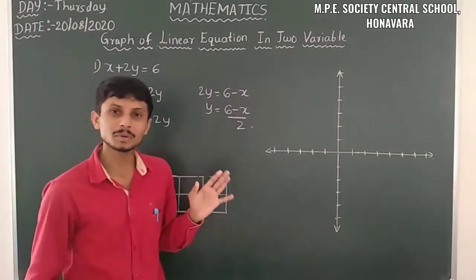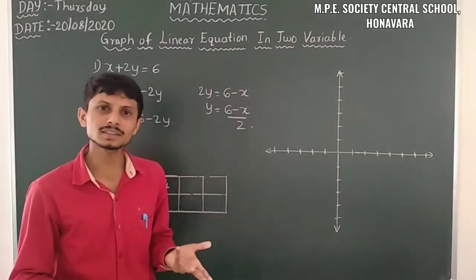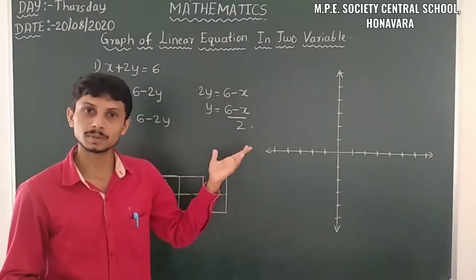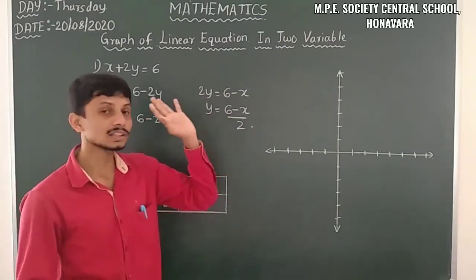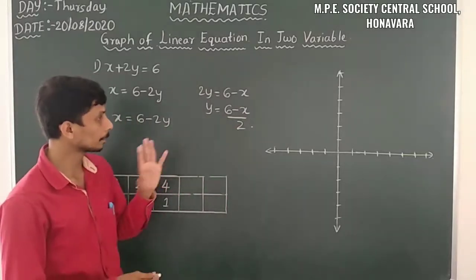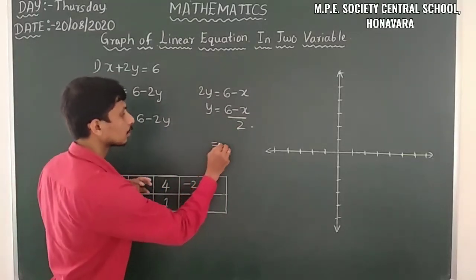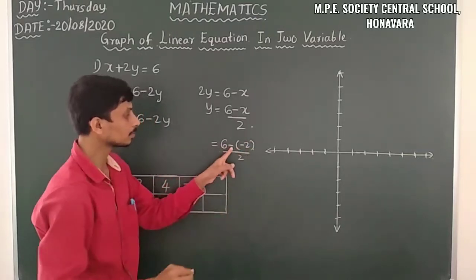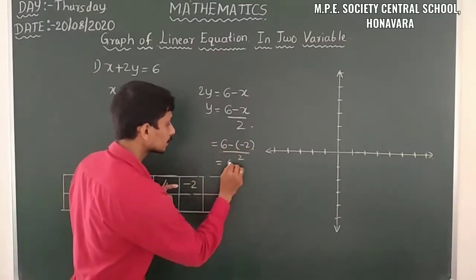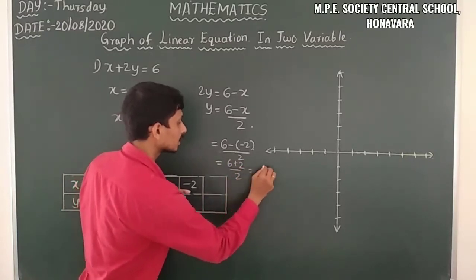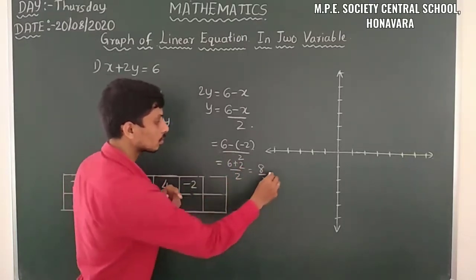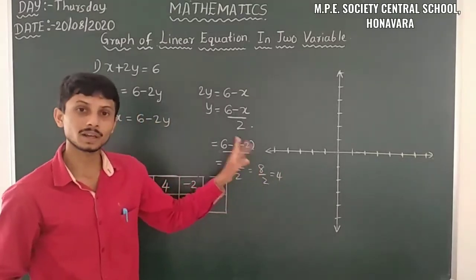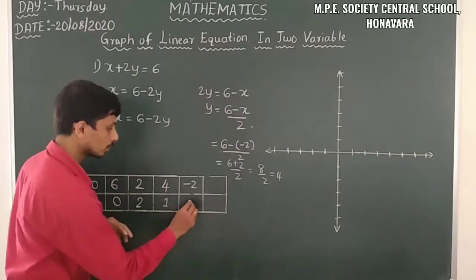So let us take some of the minus values. Definitely it's also possible. Or you can take 8, also possible. I will take minus 2. So when we are taking minus 2, just observe: 6 minus of minus 2 divided by 2. That means minus and minus becomes plus, that means 6 plus 2 by 2. That means it is 8 by 2, which is equal to 4. The value of y is equal to 4. For the corresponding value of x equal to minus 2, we got the value of 4.